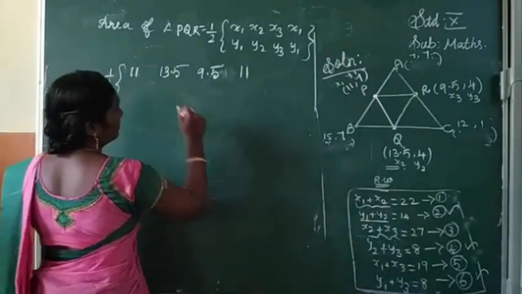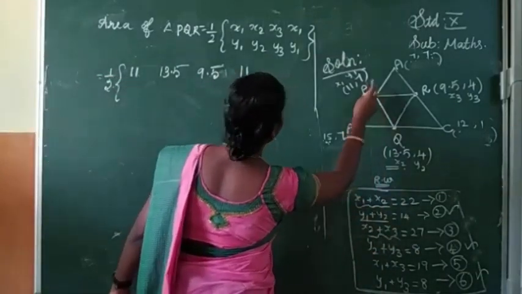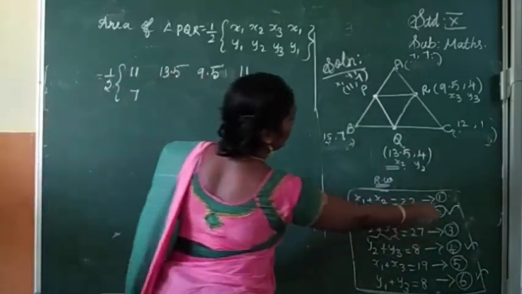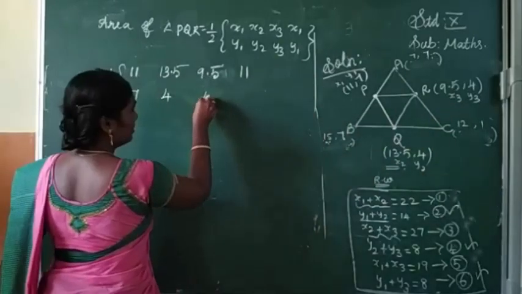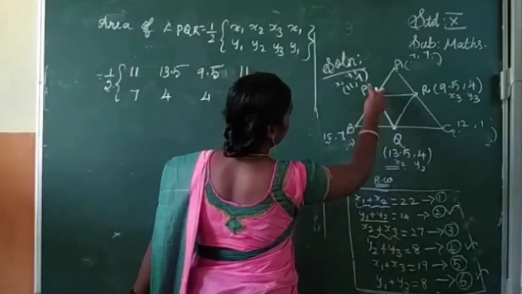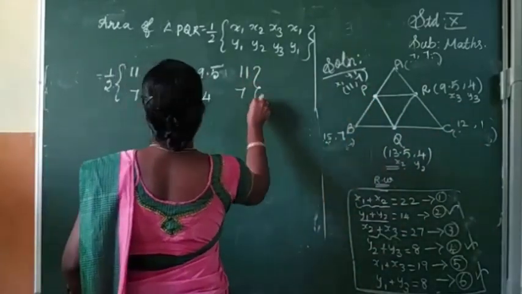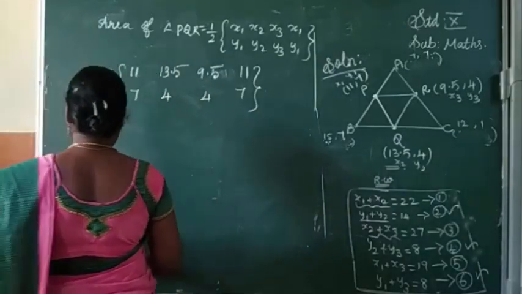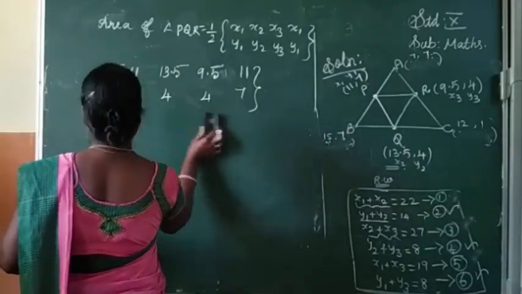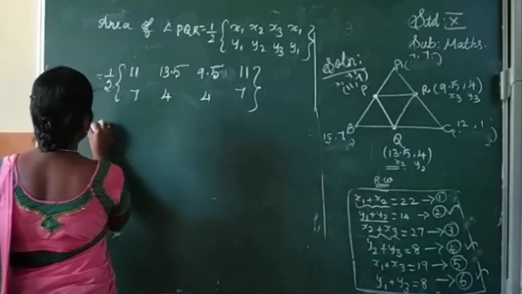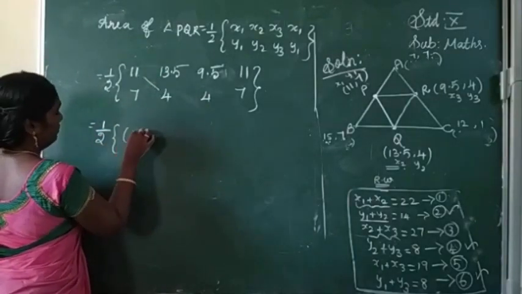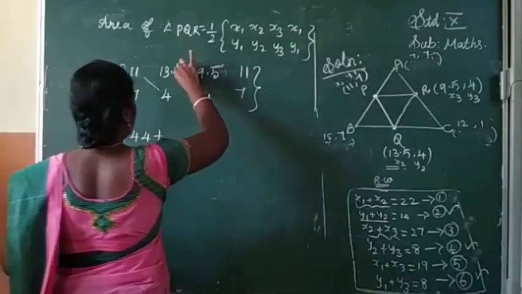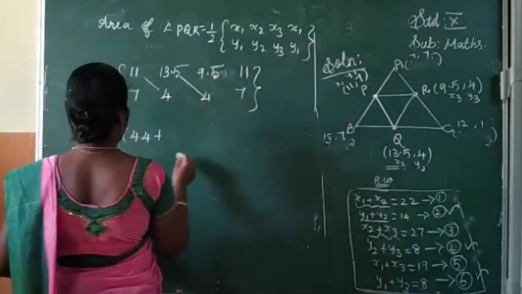Next, y1 value. What is the y1 value? 7. Then y2 value is 4. Then y3 value is 4. Then again y1 value is 7. Now we are going to do the cross multiply again here. Half into 11 4s are 44 plus, if you multiply these two numbers you will get the answer 54.